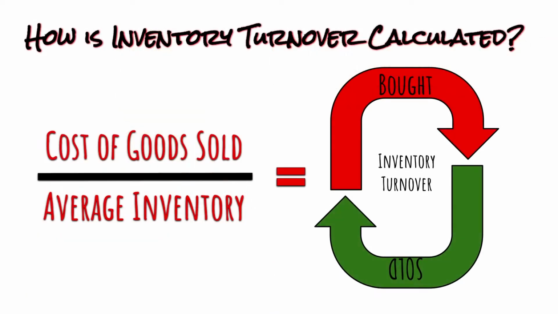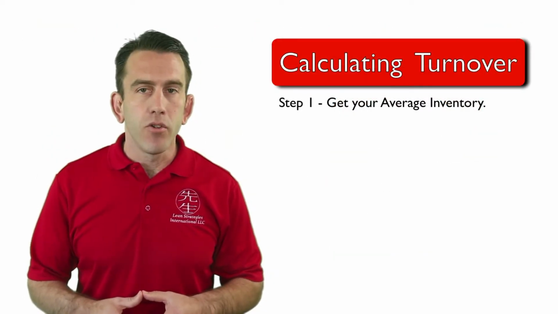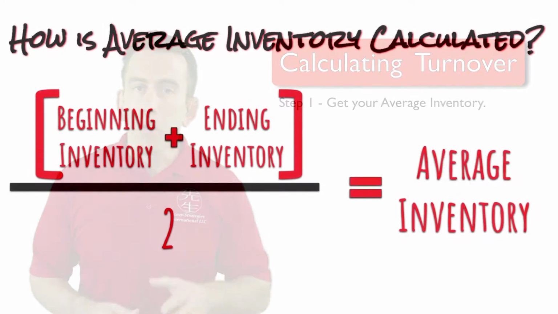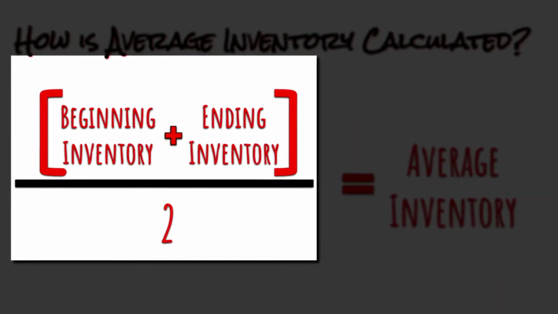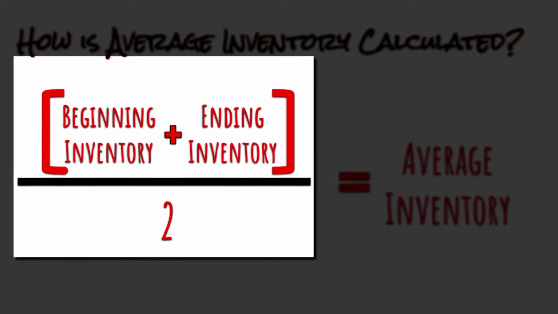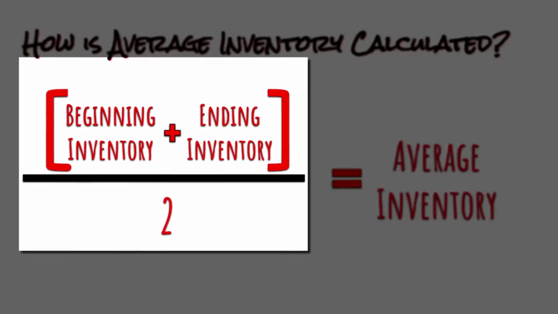As we've mentioned, inventory turnover is calculated by dividing the cost of goods sold by the average amount of inventory. First, we start by getting our average inventory. The most common way to do this is by adding your beginning inventory and your ending inventory for a defined period and dividing that by 2.